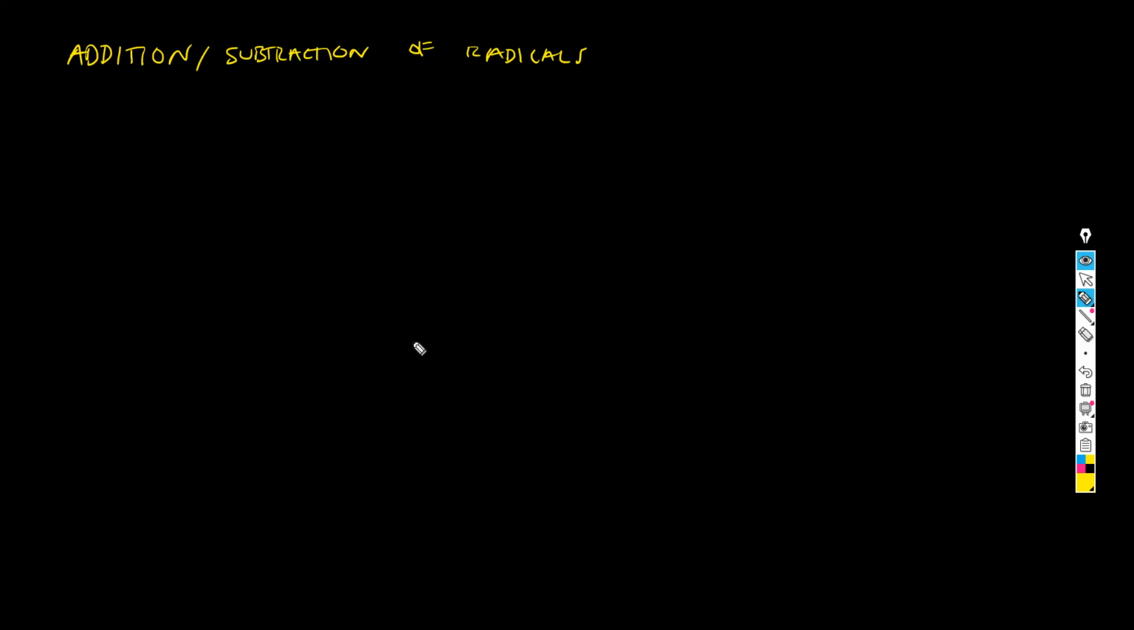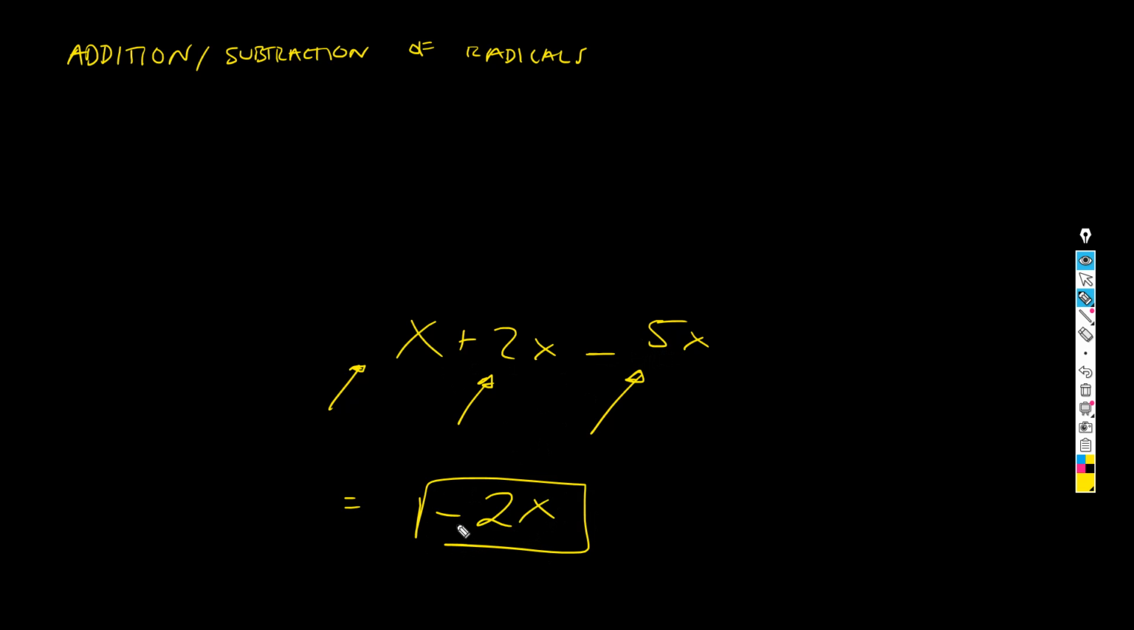Okay, remember, when we have something like this, x plus 2x minus 5x, what do we do? We just simply add the coefficients, which are 1, 2, and minus 5, and we are done, right? 1 plus 2, that's 3, minus 5, that's minus 2, and we add the x. So this will be my answer, right? x plus 2x minus 5x will be minus 2x in the end. Okay, we're gonna use this very technique or process in order to add or subtract radicals. We're gonna use the same idea.